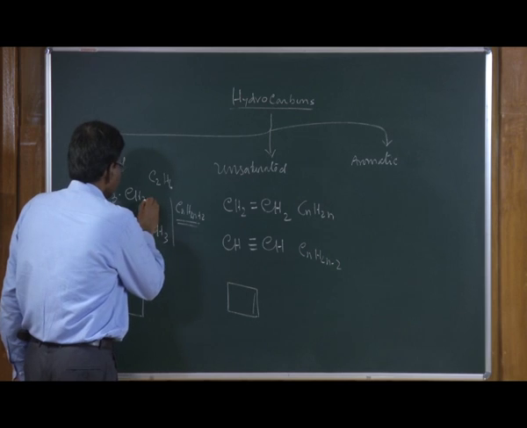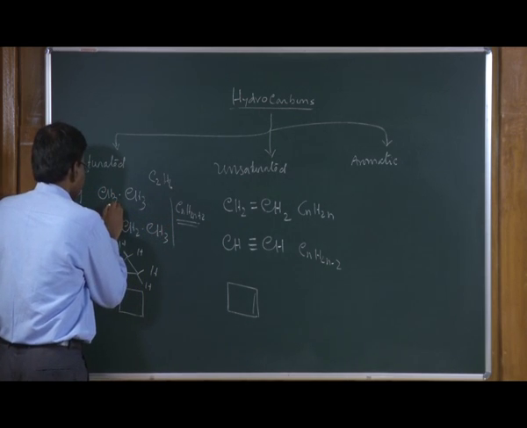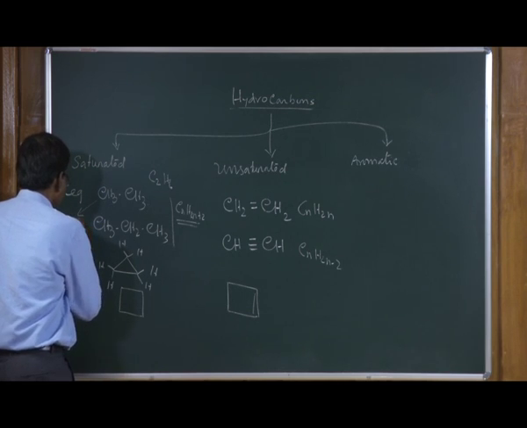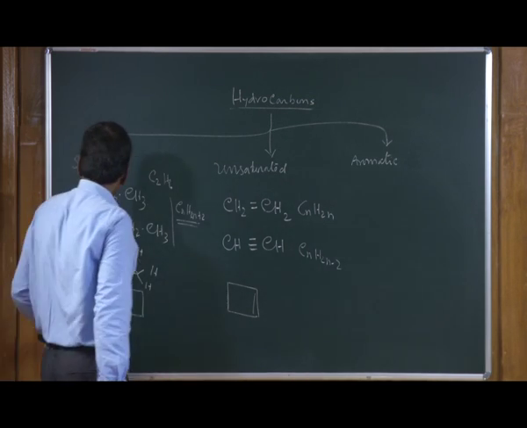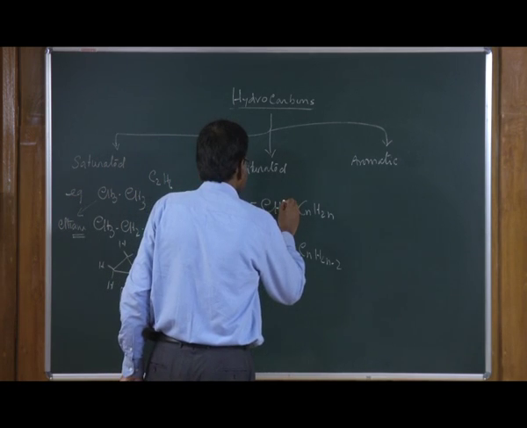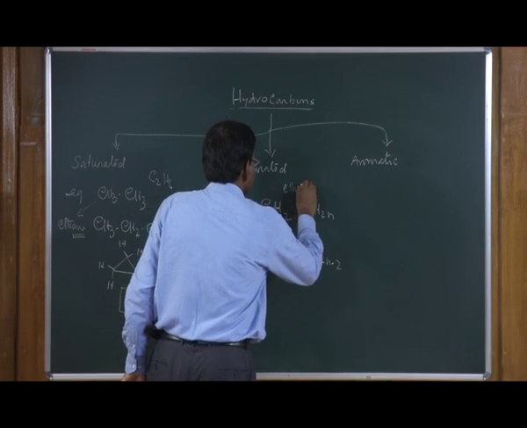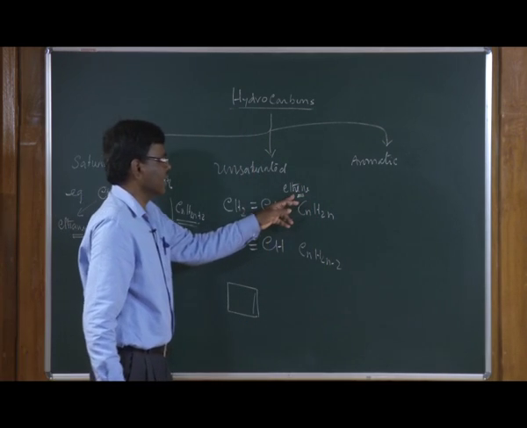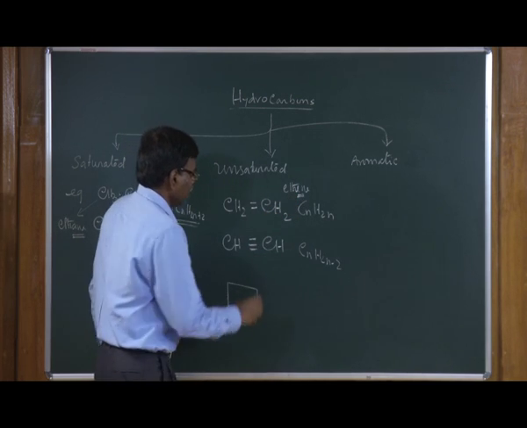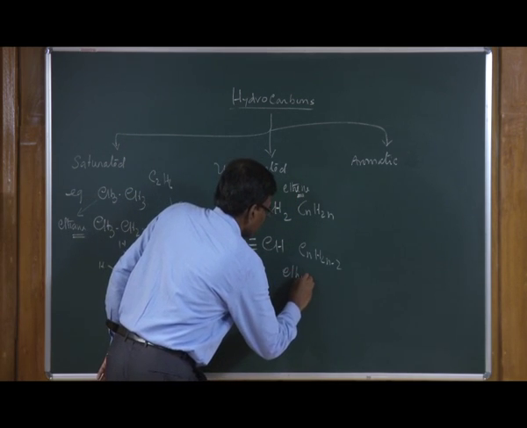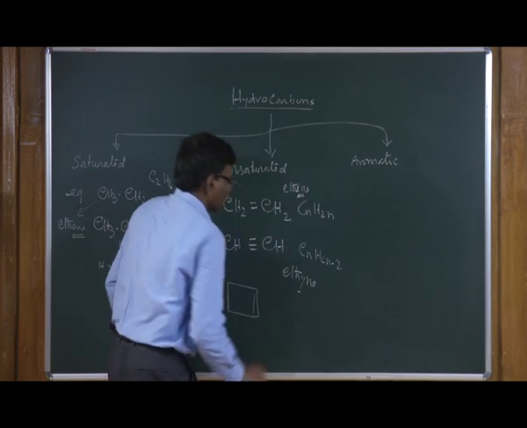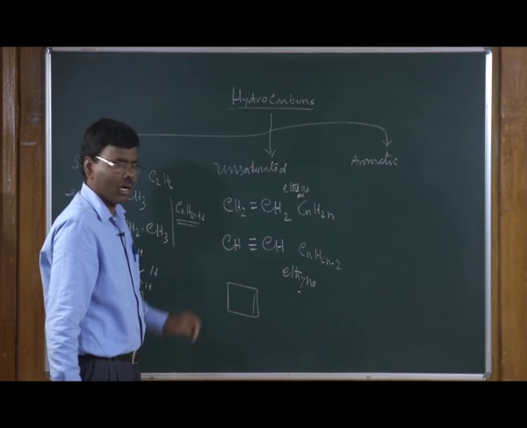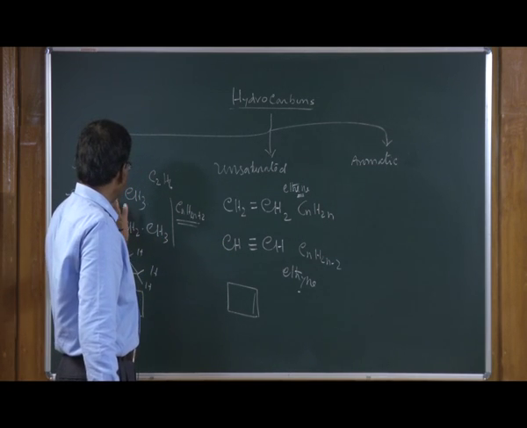The name of this compound is ethane. You see the difference: in this case the ane is converted into ene, ethene. In this case the a is converted, e is changed to y, ethyne. These are the names of these compounds. You can go on like this.